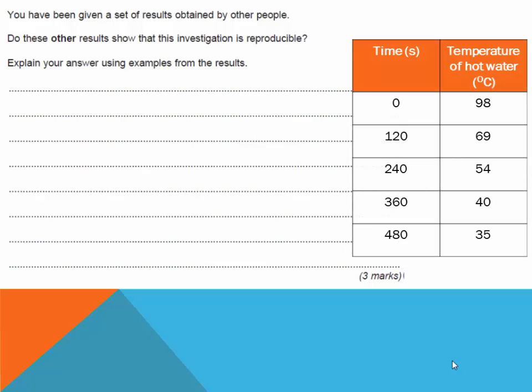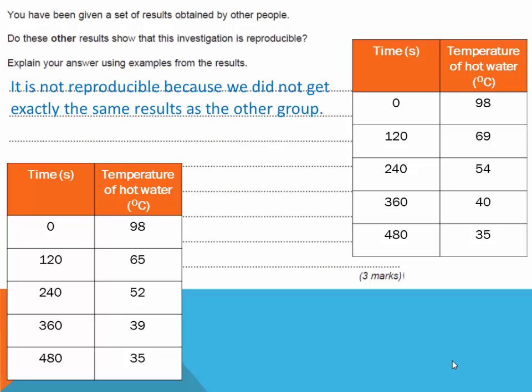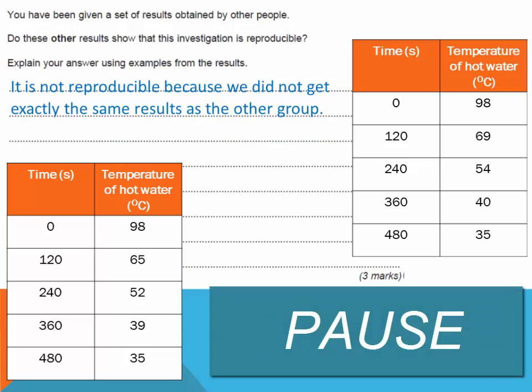So imagine that these results were collected by your group when looking at how hot water cools with time, and you'd be given the results from another group. So let's imagine the results bottom left are the results from another group. Read this student response to the question in the top left hand corner, pause the video, see if you agree with them or not, and think about how many marks this is worth.